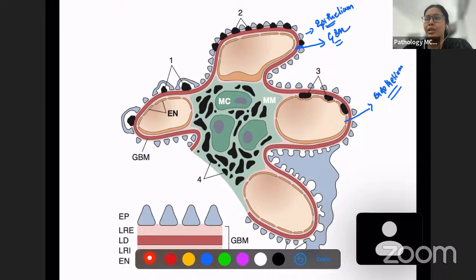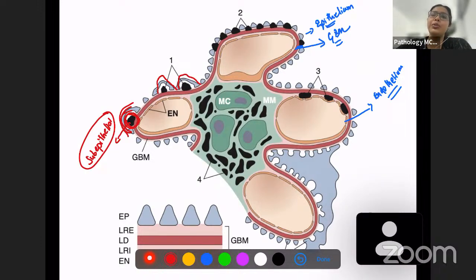You can remember this. And you can see there are some deposits below the epithelium here. This is the epithelium. There are some deposits below the epithelium here. So these are nothing but subepithelial deposits. Okay, these subepithelial deposits are protruding and they are making this shape. The epithelium is kind of bulging up. So these are subepithelial humps. So these are characteristic of post-streptococcal glomerulonephritis. Okay. So these are seen in post-streptococcal glomerulonephritis.